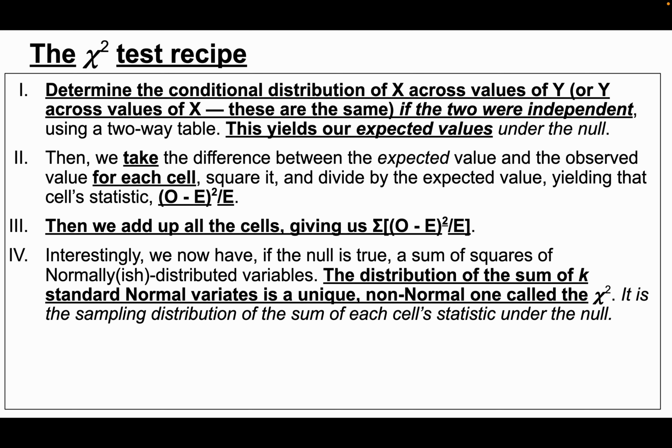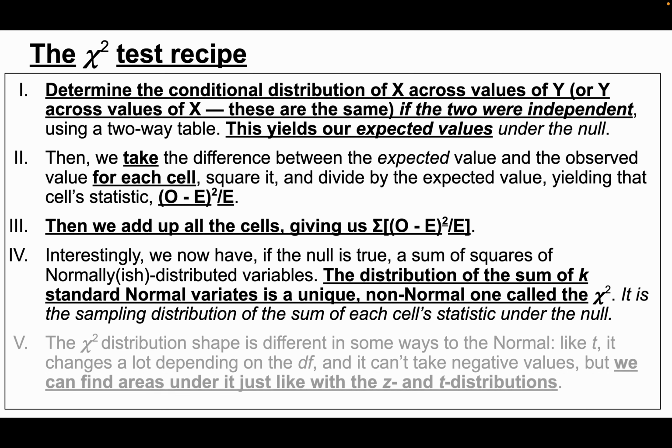There's not really much more intuition there to give for the notation. There's a little bit of the history. You could probably find it on Wikipedia, but it has to do with some kind of more complex statistics that we don't have time to talk about, interesting as they are. So this chi-square distribution is the sampling distribution of the sum of each cell's statistic under the null.